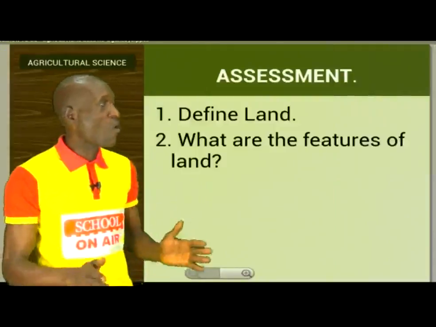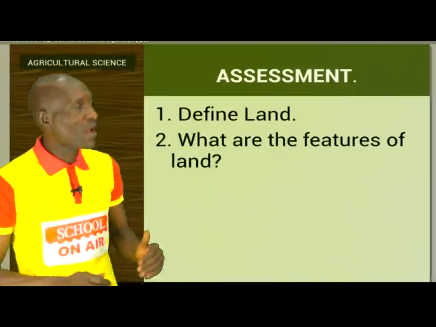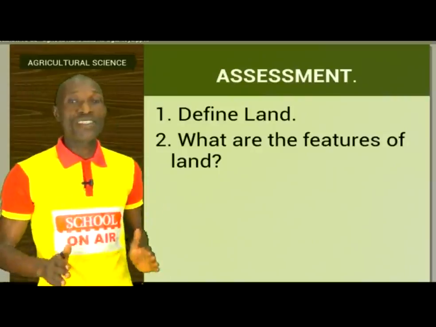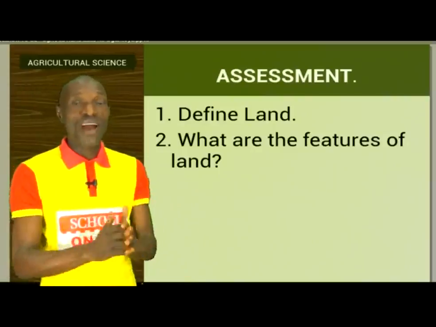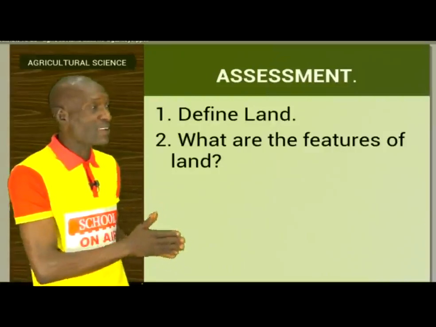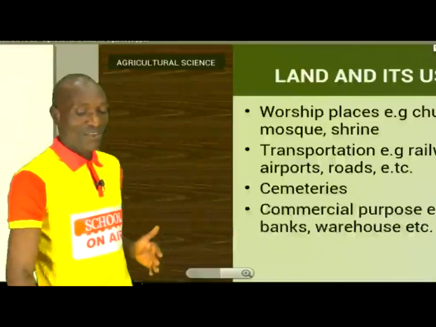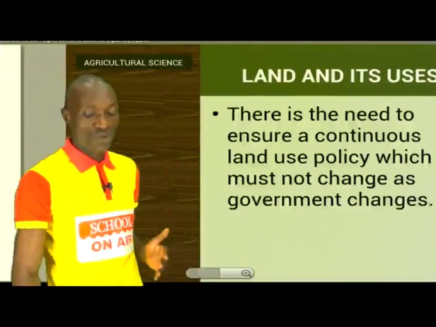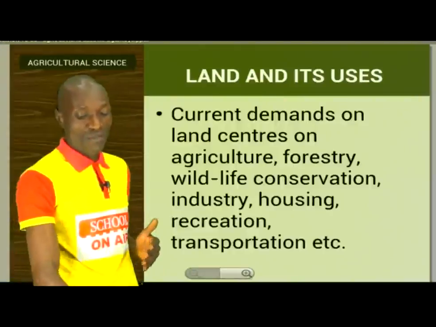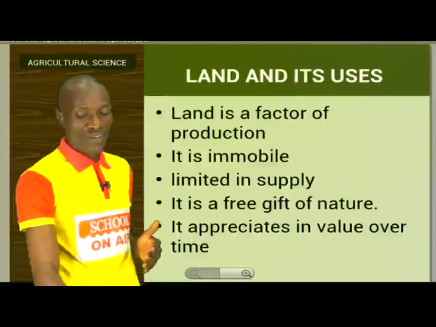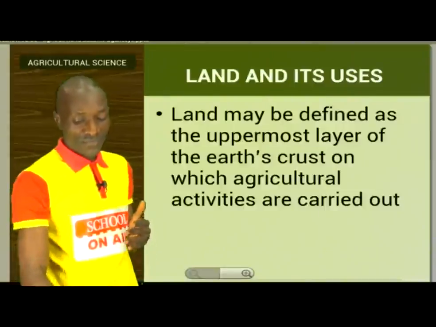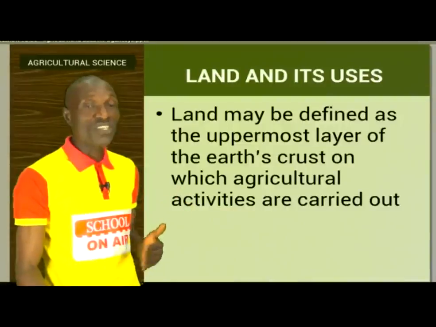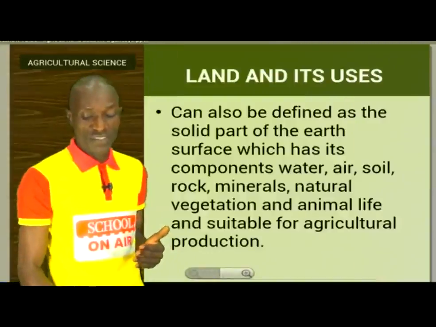All those ones are for non-agricultural land. And we have spoken a lot about land. And we have defined land as a solid part of the earth's crust, which is used for agricultural purposes. And we also defined land as the uppermost layer of the earth crust, on which agricultural activities take place.